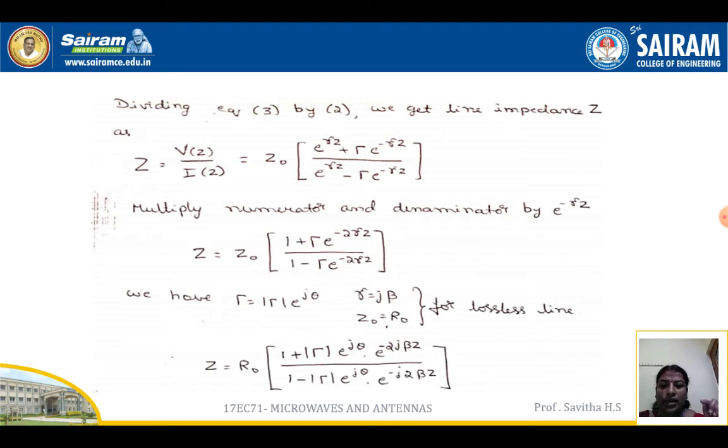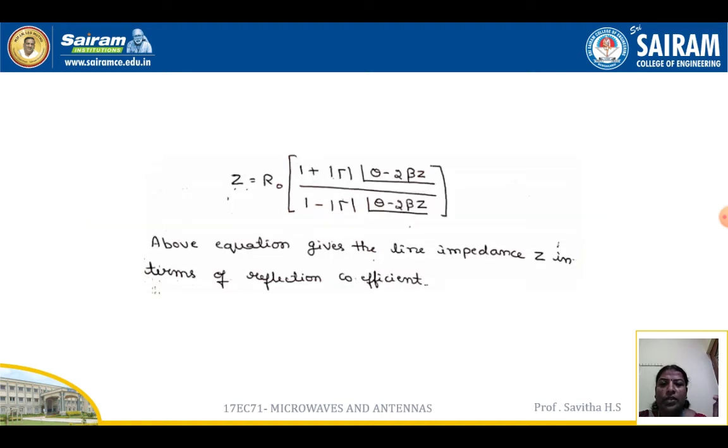Z is equal to Z naught replaced by R naught, times 1 plus magnitude of reflection coefficient e to the power of j theta into e to the power of minus 2 j beta z, divided by 1 minus reflection coefficient e to the power of j theta into e to the power of minus j 2 beta z. So Z is equal to R naught times 1 plus magnitude of reflection coefficient into angle of theta minus 2 beta z, divided by 1 minus reflection coefficient angle of theta minus 2 beta z. The above equation gives the line impedance Z in terms of reflection coefficient.